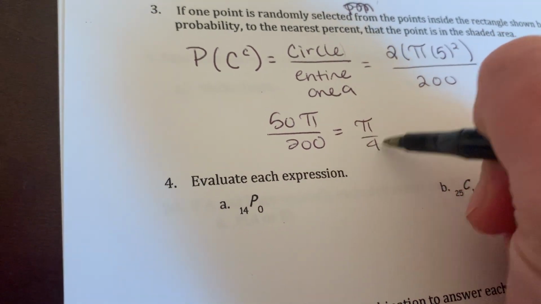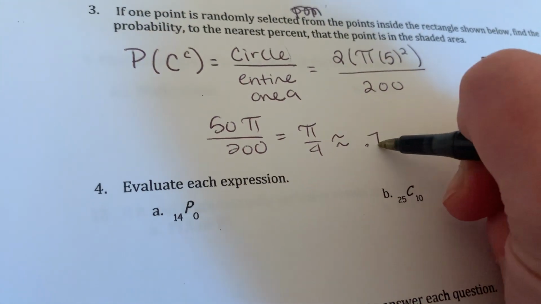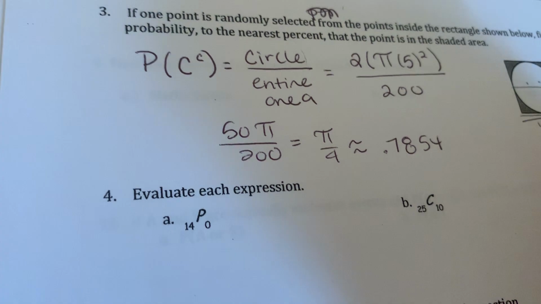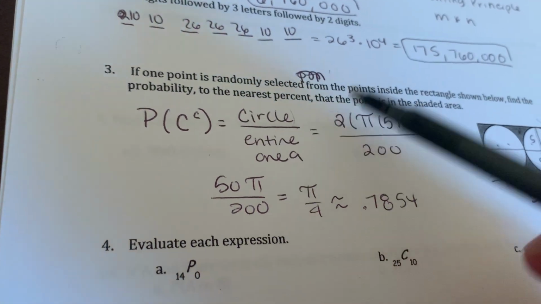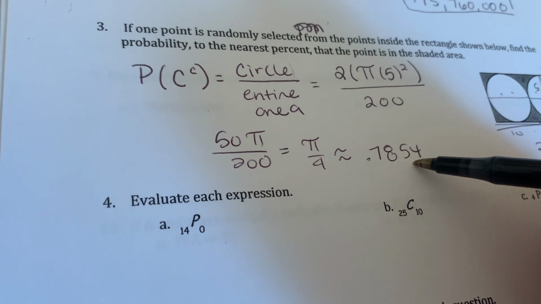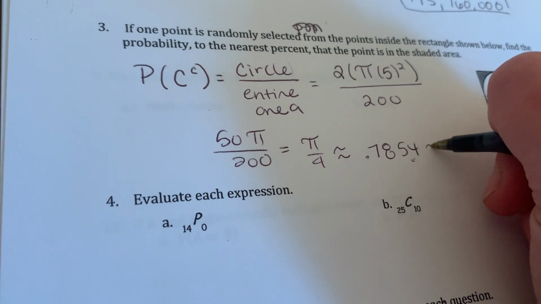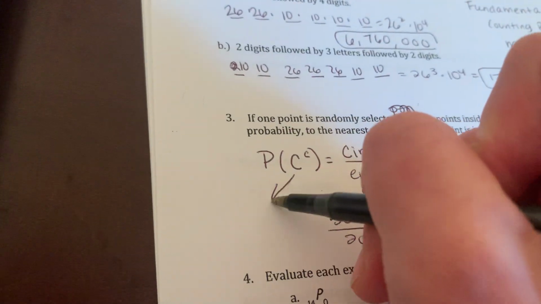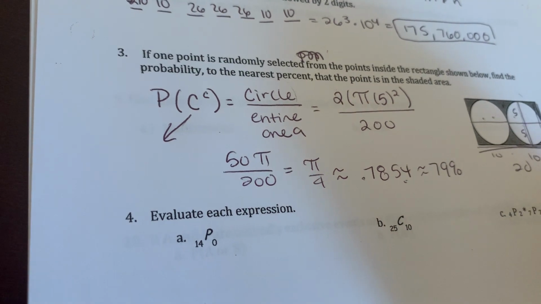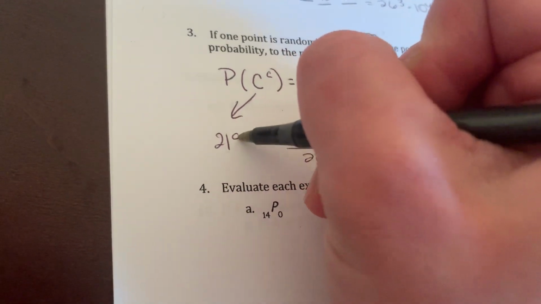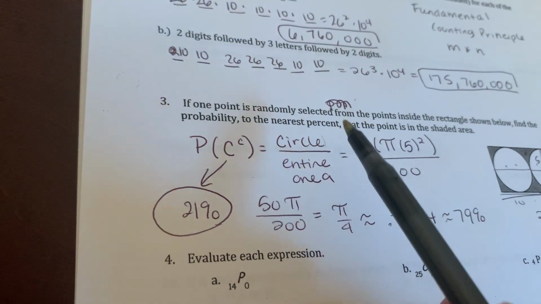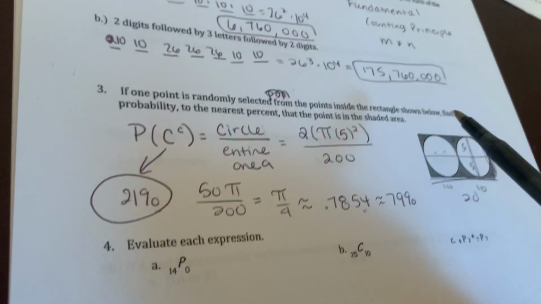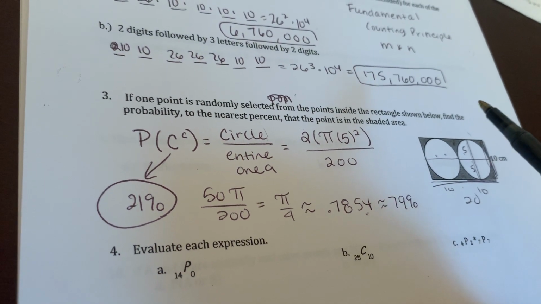which reduces down to pi over 4, which is about 0.7854. So it's about, well, what do they want it to? They want it to the nearest percent. Okay, so if this is about, we'll say 79%, then the probability that it's not the circle would be 21%. So that would be your answer because they want it to the nearest percent. Okay, so if that was too fast, rewind it, pause. Okay, try it on your own.